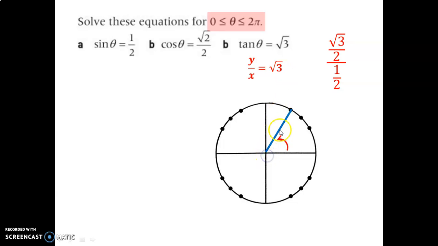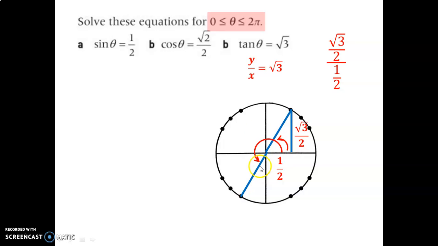So the y value must be √3 over 2. So spin an angle, and then this value here must be √3 over 2. And remember, that is across from the bigger angle, the 60. So right away we know this is 60. Okay, and this must be 1/2. Keep spinning that until you get to here.